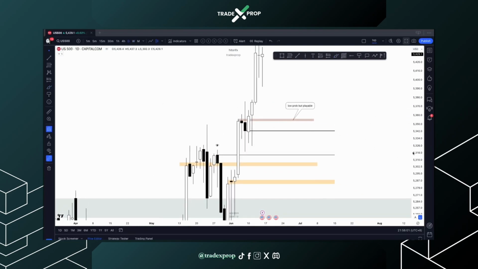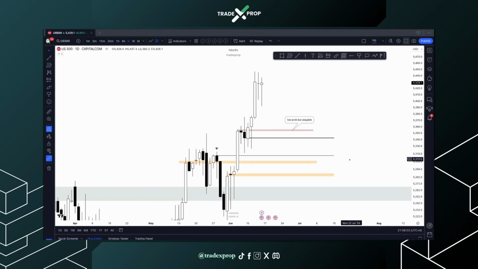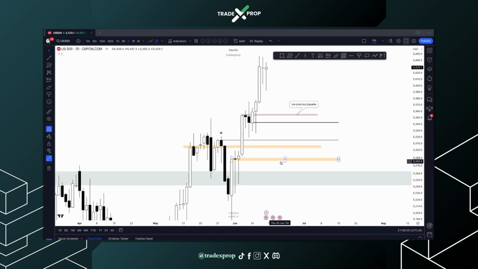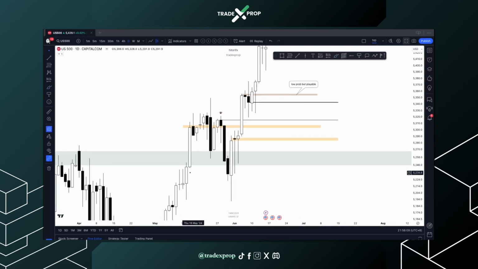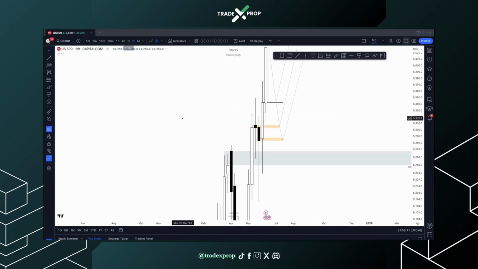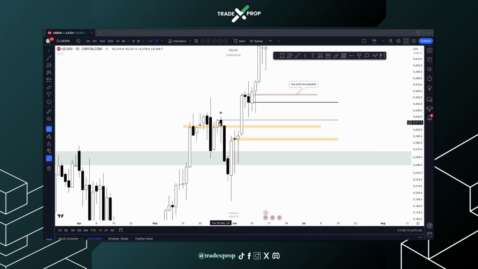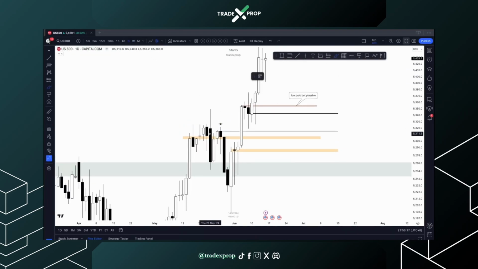Trying to go down on the daily, right? We also have a weekly bullish storyline, because we came down into a weekly support right here, and then we saw a bullish breakout right here.